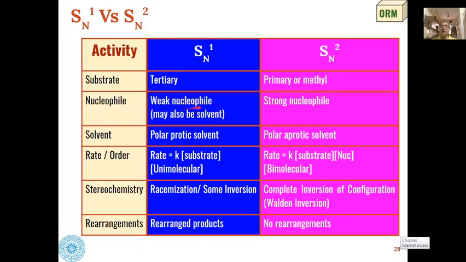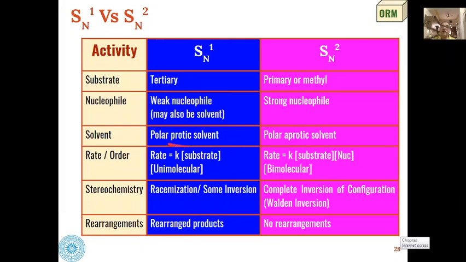Similarly, the nucleophile should be a weak nucleophile in case of SN1 reaction, whereas in SN2 the nucleophile should be a strong nucleophile, because the nucleophile also determines the rate of the reaction in case of SN2, whereas SN1 reactions are independent of the concentration of the nucleophile, hence the nucleophile does not affect the rate of SN1 reaction.